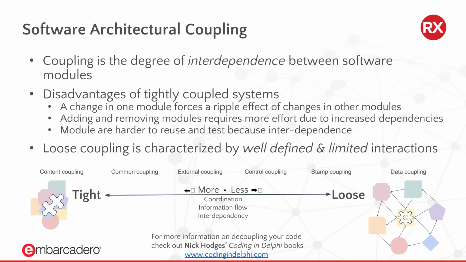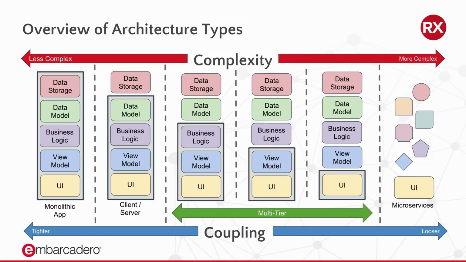Loose coupling is characterized by well-defined and limited interactions. The diagram at the bottom shows tightly coupled, where everything's overlapping, it's just a big puzzle. Where loosely coupled, you have less coordination, less information flow, less interdependency. This diagram shows what some different degrees might look like.